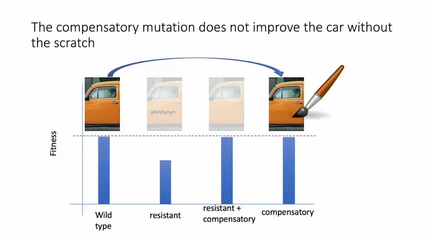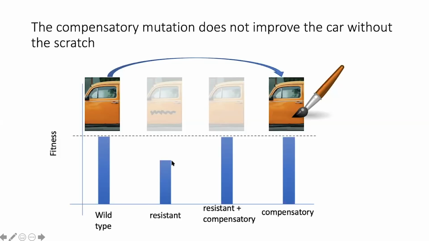So why this is an example of a compensatory mutation is that if you were to take the wild type car that doesn't have the scrape in it, and you were to just paint over top the section that should have the scrape, it's going to look exactly the same. You're not going to see any difference in these two different cars. That's the same as with the wild type comparison of the fitness to a mutant that has just the compensatory mutation. They have identical fitnesses.